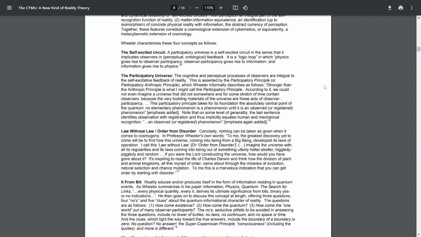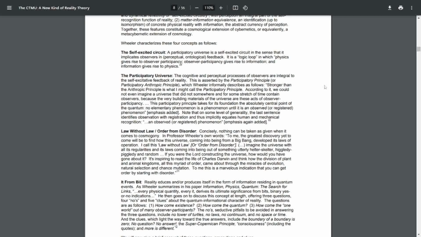And by the way, especially in this part, feel free to chime in. I know we do want to get through some stuff, but the participatory universe: the cognitive and perceptual processes of observers are integral to the self-excitative feedback of reality. So I'm assuming the agents described are the exciters as well, and in a way, that which is excited. This is asserted by the participatory principle or participatory anthropic principle, the PAP, which Wheeler informally describes as follows.